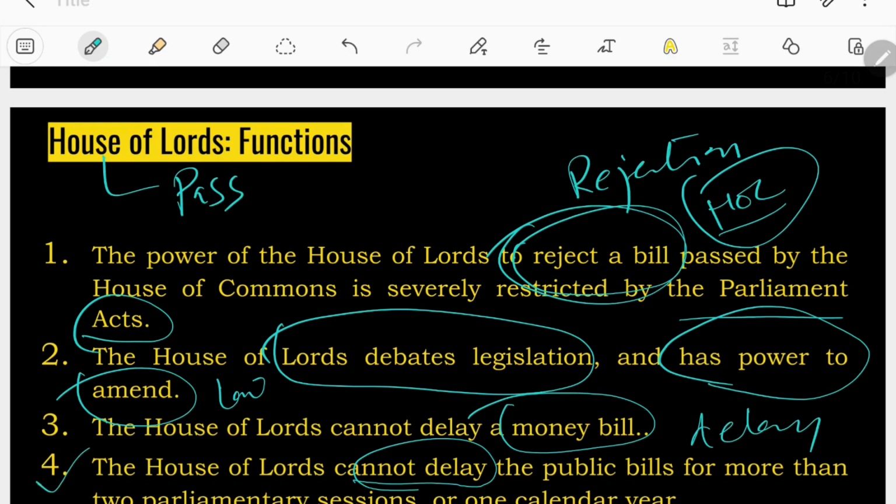Now here, fourth number you can see here, the House of Lords cannot delay the public bills for more than 2 parliamentary sessions or 1 calendar year. So this has been limited. This power of the House of Lords has been limited by the legislation of the Parliament. So there is very less chance that they can reject a bill. What they can do, House of Lords, they can delay the bill, but they can't reject any bill. So this is the way they have controlled the functions of the House of Lords here.